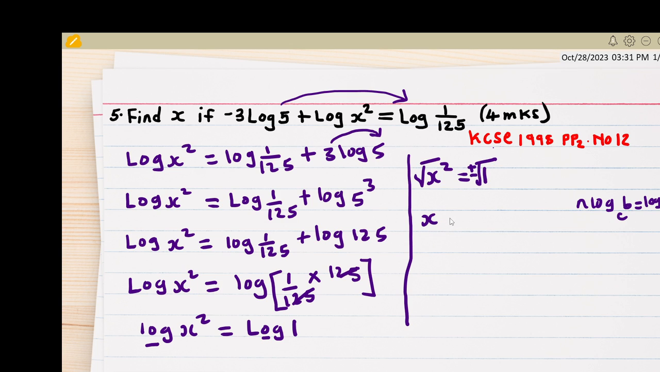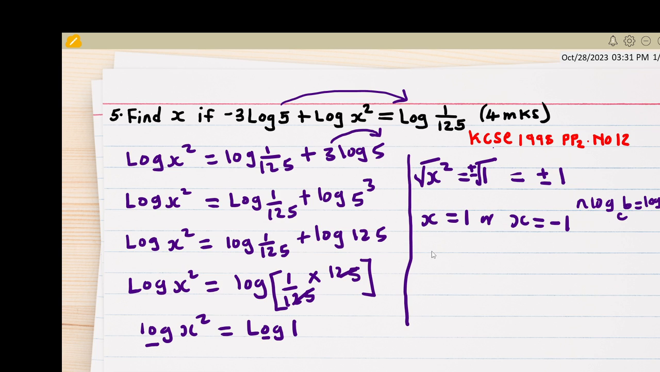So either x will be equal to 1 or x will be equal to negative 1, because the square root of 1 is plus or minus 1. Looking at the given question, we can determine whether the solution will be the positive alone or the positive and the negative. If I substitute x being 1, 1 squared will be 1, so the logarithm of 1 is defined. Similarly, if I substitute x being negative 1, this square will make it negative 1 times negative 1, which will be positive 1. So the logarithm of positive 1 is also defined.